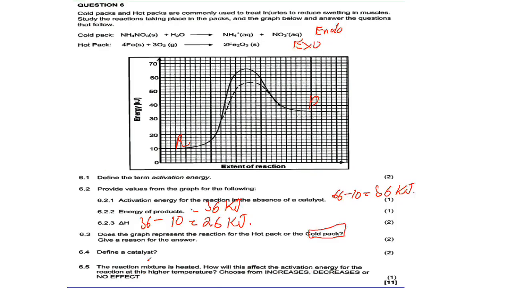So they say the reaction mixture is heated. How will this affect the activation energy? So we know exactly here that this will be no effect. Why no effect? Because the only thing that can affect the activation energy is the catalyst. So the catalyst is the only substance that will have an effect, or the only change that will have an effect on the activation energy of the reaction. So the answer there is no effect.